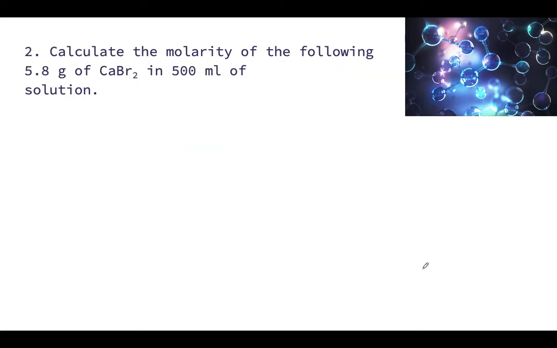But you can always do more. It's just we really have to get through the main parts. So let's do another one. This time we're going to calculate the molarity of 5.8 grams of calcium bromide in 500 mL. So we're going to have to do two conversions. Because let's think about our equation. Molarity is equal to moles over liters. We don't have moles or liters, so we're going to have to convert both of them.